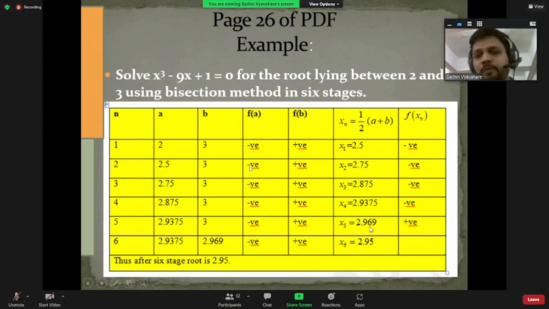Whenever a decimal starts repeating, it is correct up to that decimal. Probably if you take the 7th iteration, you may get 2.957, that means you get it correct up to 2 decimal places. So in the final exam also, you should do minimum 6 iterations for the bisection method. Got it? Any doubt there, anyone?